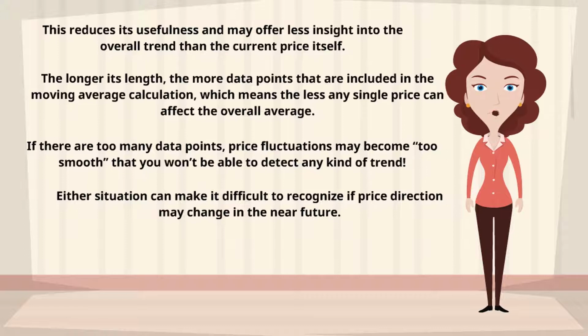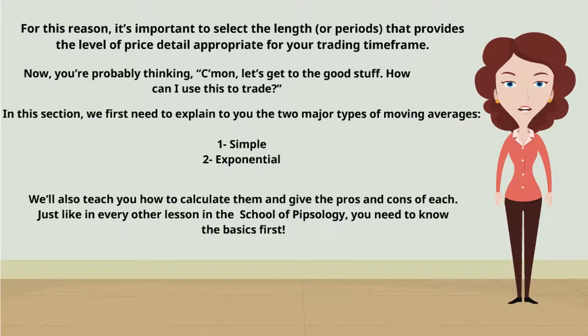The longer its length, the more data points that are included in the moving average calculation, which means the less any single price can affect the overall average. If there are too many data points, price fluctuations may become so smooth that you won't be able to detect any kind of trend. Either situation can make it difficult to recognize if price direction may change in the near future. For this reason, it's important to select the length, or periods, that provides the level of price detail appropriate for your trading time frame.